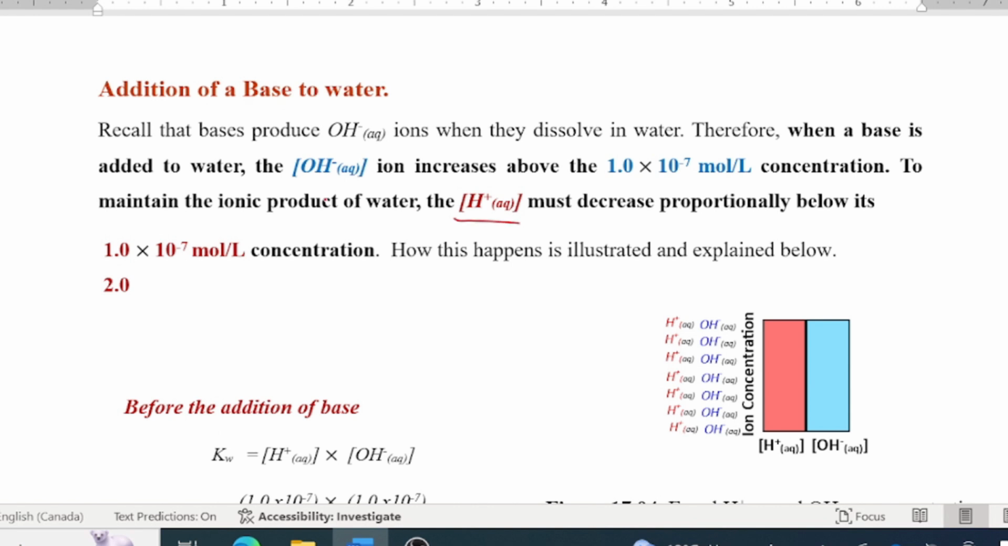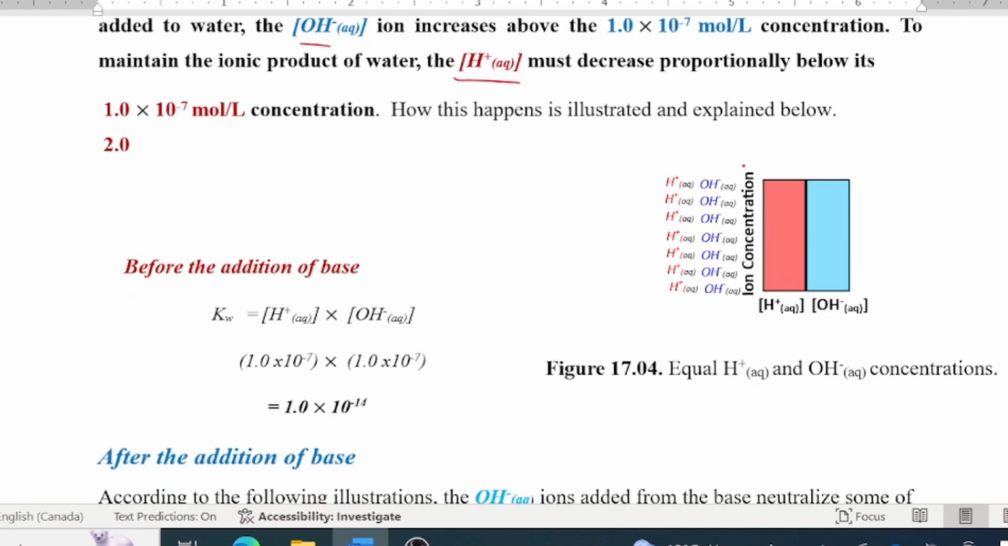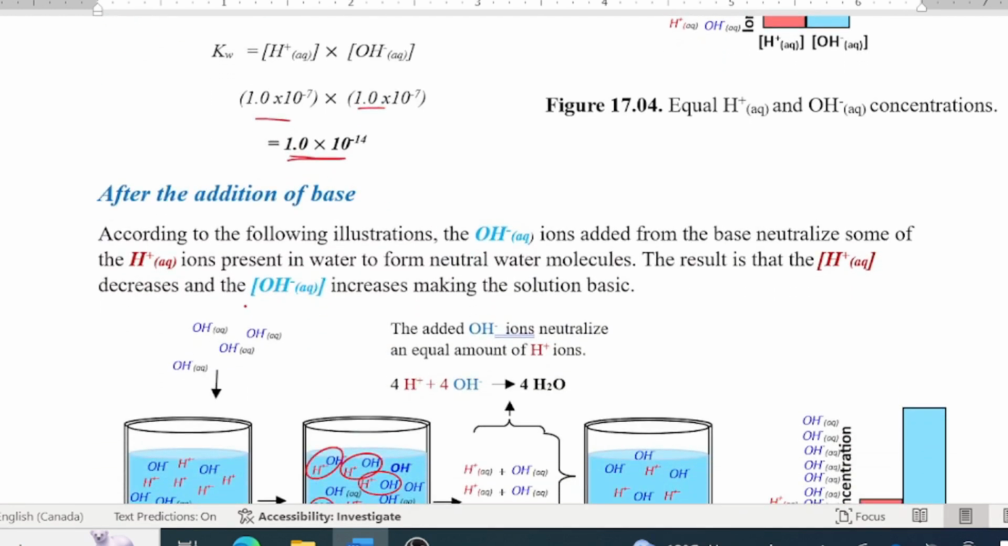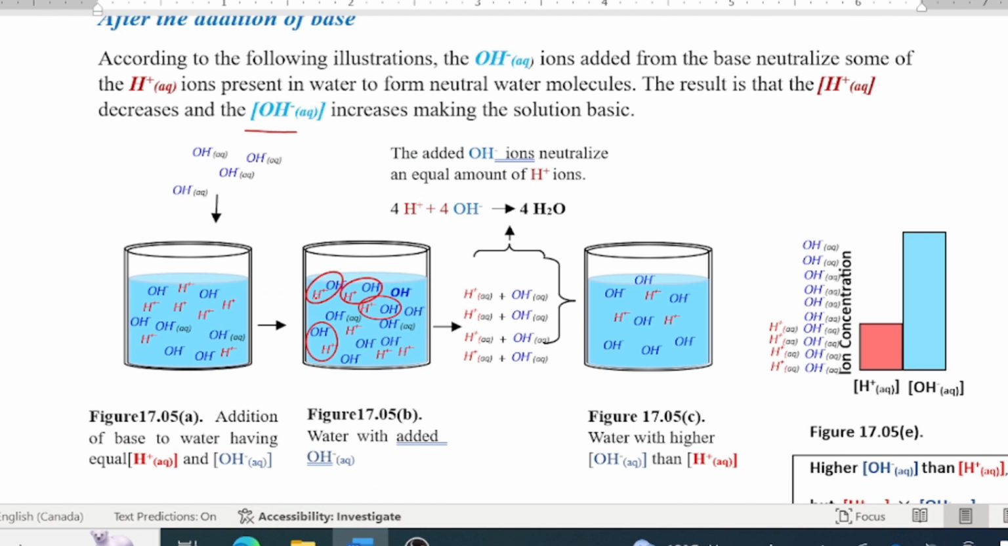Addition of a base. When you add a base, the opposite is going to happen, all right? Before you do that, you have water here, neutral. The concentration of these two guys are the same. Of course, that's the value for Kw. See what happens now. When you add a base, you're actually adding OH ions to it, right? Each OH ion that you add takes out an H ion. See? The OH here is reacting with hydrogen to give you water.